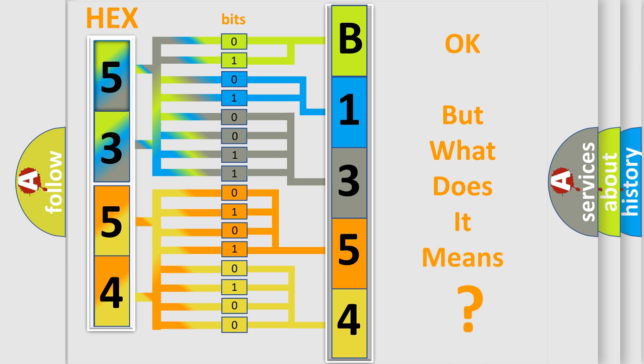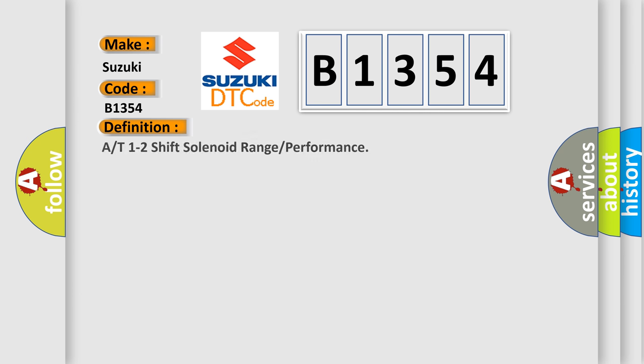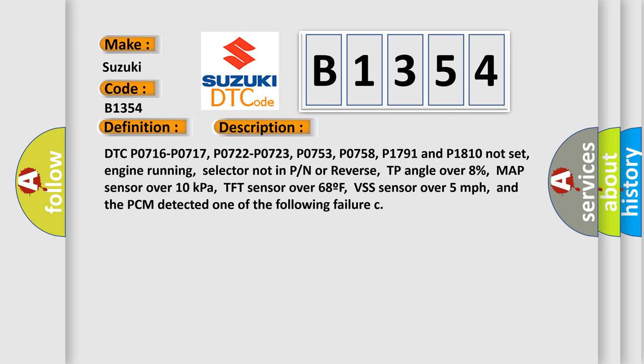The number itself does not make sense to us if we cannot assign information to what it actually expresses. So, what does the diagnostic trouble code B1354 specifically mean for Suzuki? The basic definition is the T1-2 shift solenoid range or performance. And now this is a short description of this DTC code.